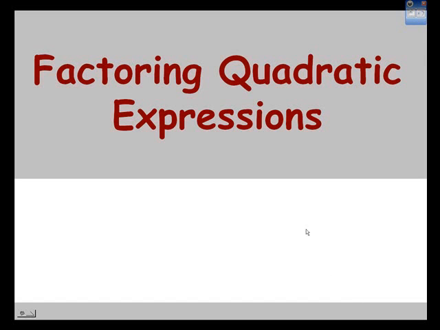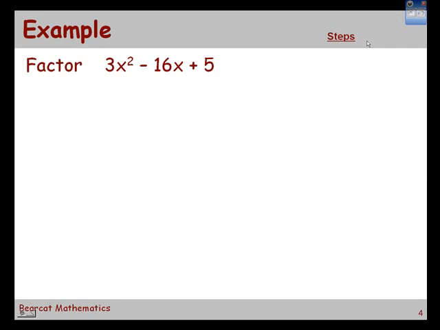In this lesson, we're going to do some factoring with quadratic expressions. So here we go. We're asked in this example to factor 3x squared minus 16x plus 5. We're going to follow a method that some people call the area model. I like to call it the AC method, and you'll see why here in a second.